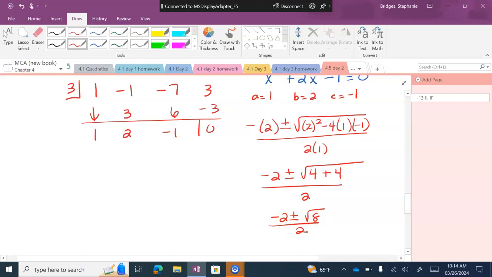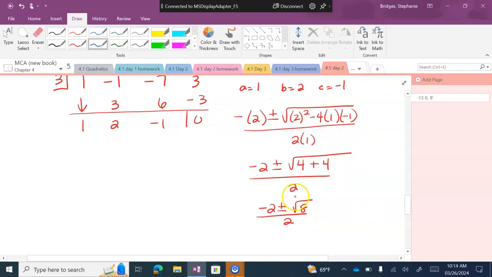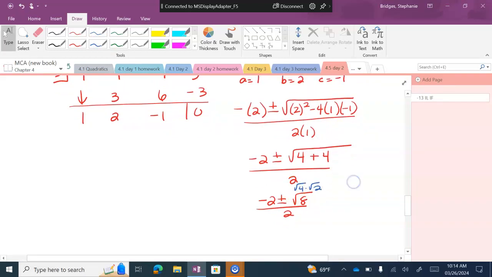And then remember that example we did yesterday where we had the 56 under the square root. We had to try to break it up to see if there was a perfect square in there. 8's not a perfect square, but what perfect square does go into 8? 4. So we're going to break that up into 4 and 2. So we get negative 2 plus or minus, what is the square root of 4? 2. Okay, so I have negative 2 plus or minus 2 square roots of 2 over 2.